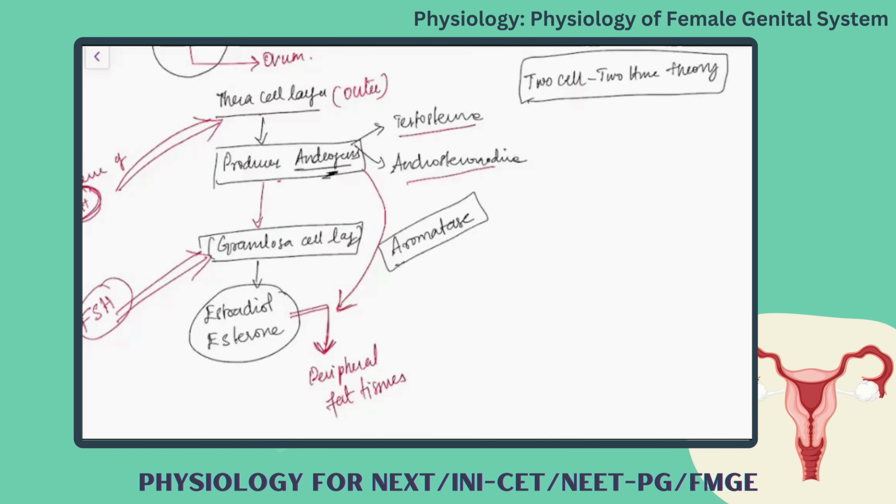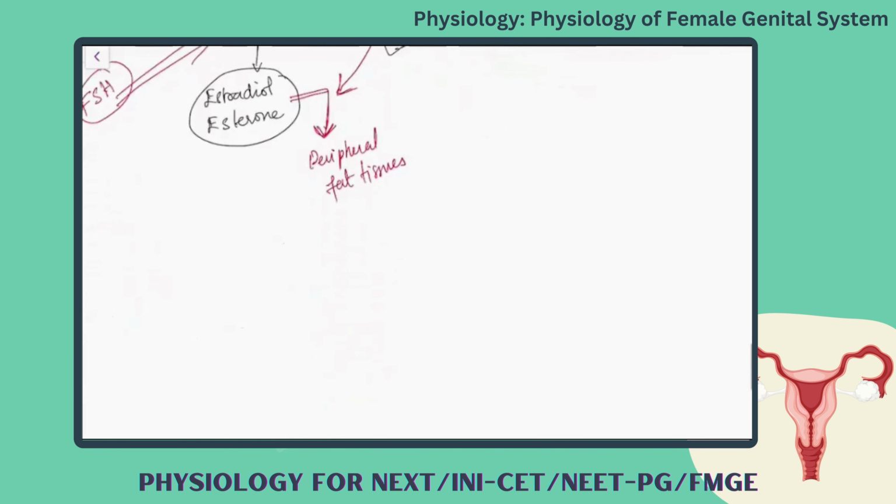So this is what happened in the ovary, and now we are going to see the events which are happening in the uterus during the menstrual cycle. So the start of stimulation by the FSH.